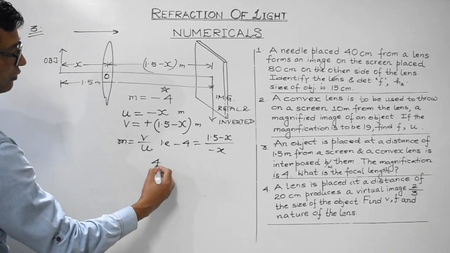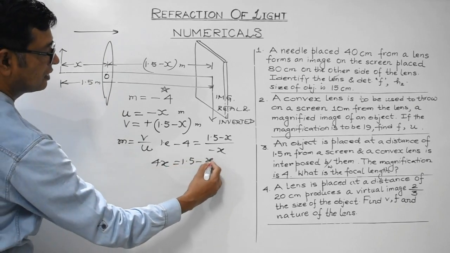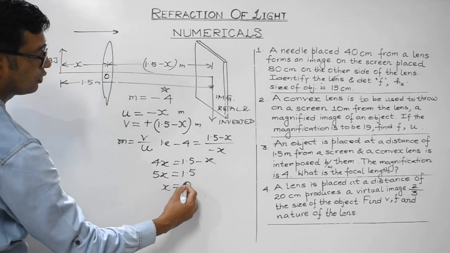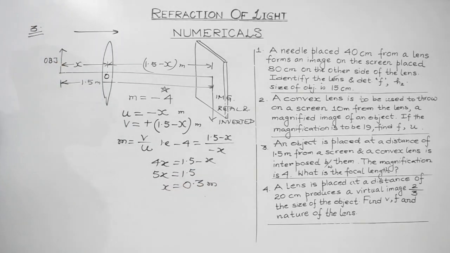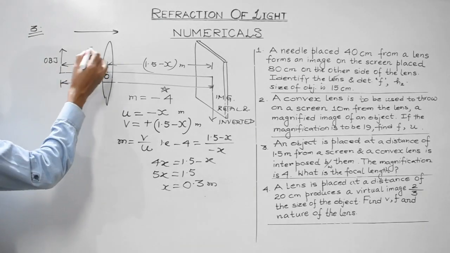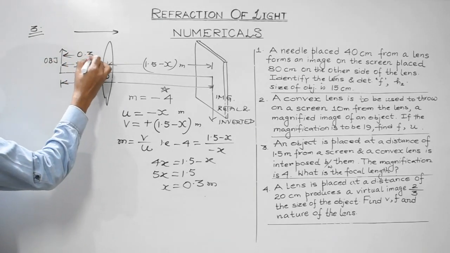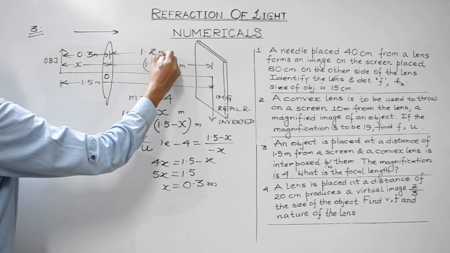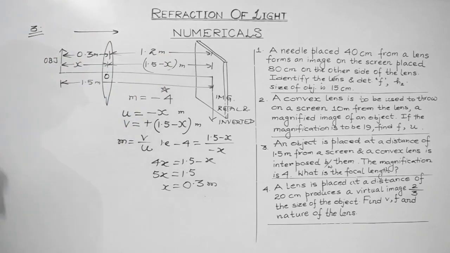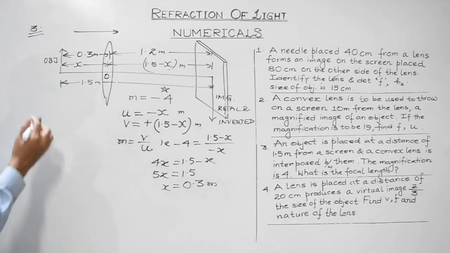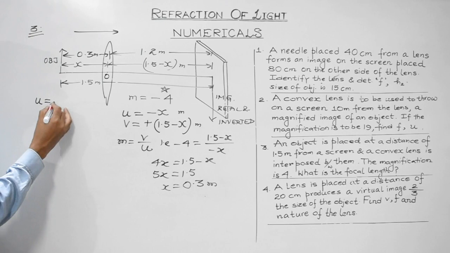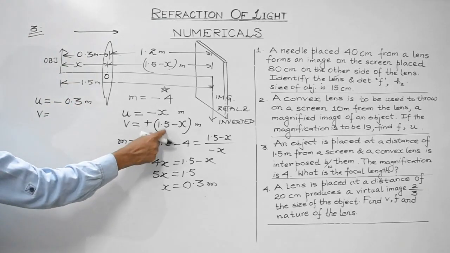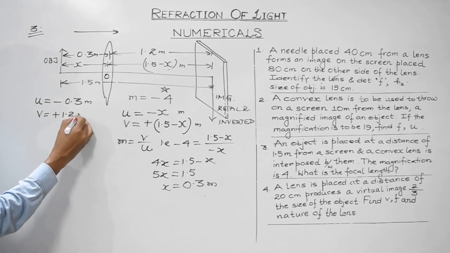So, cross multiplying, we get 4x is equal to 1.5 minus x. So, that will give us 5x equals 1.5 or x equals 0.3 meter. Right? So, x is 0.3 meter. So, this distance is 0.3 meter and the remaining distance will be 1.2 meter, 1.5 minus 0.3. Clear, students? So, what we have done is u has been obtained. It is minus 0.3. v is obtained. It is plus 1.2 meter.